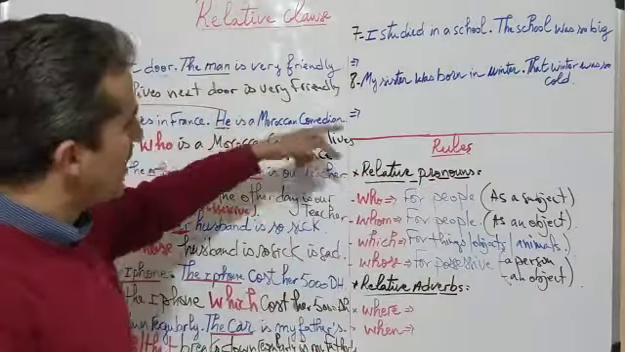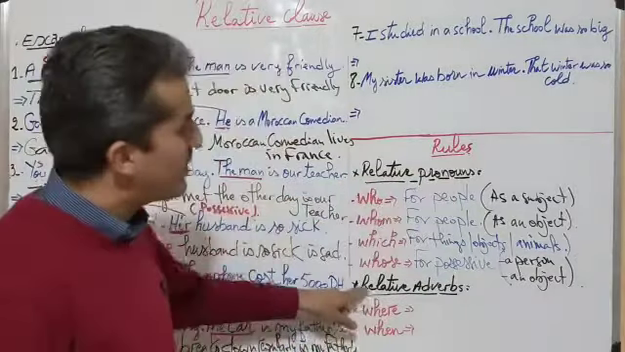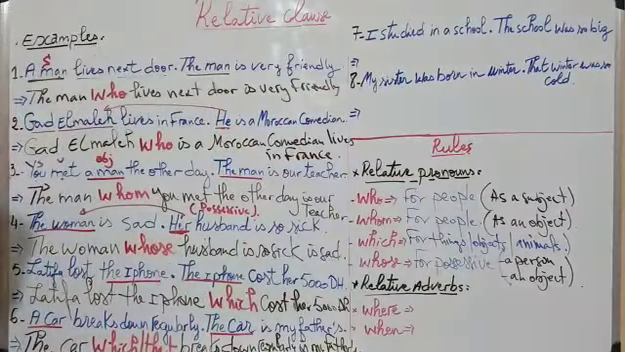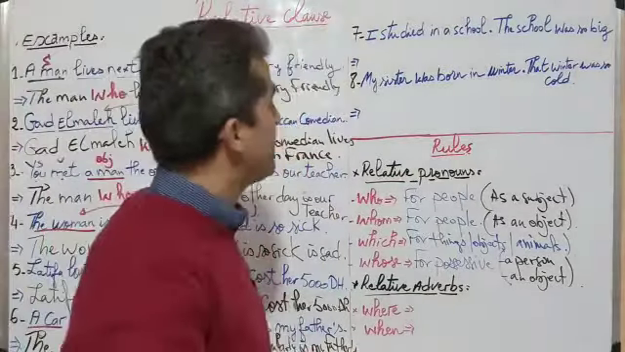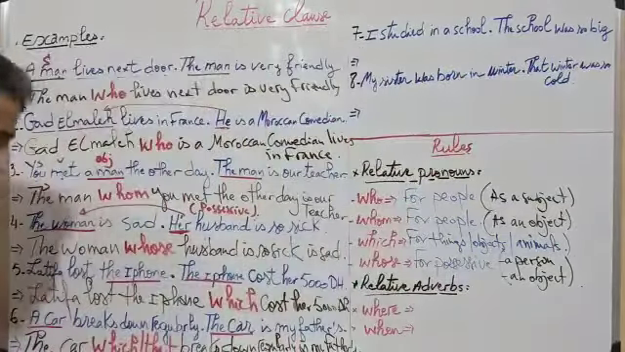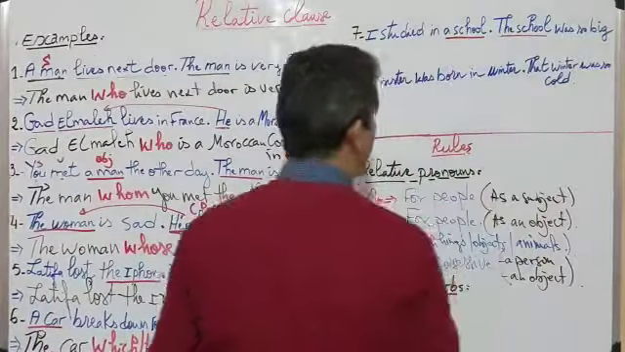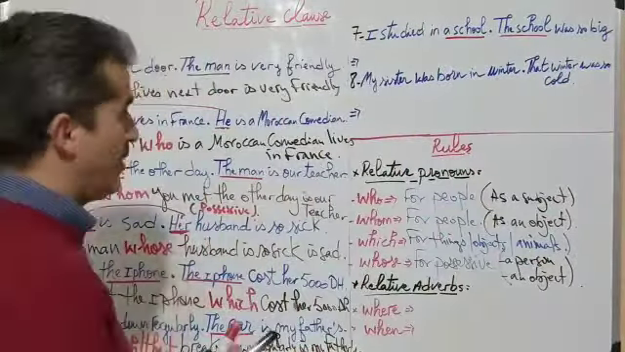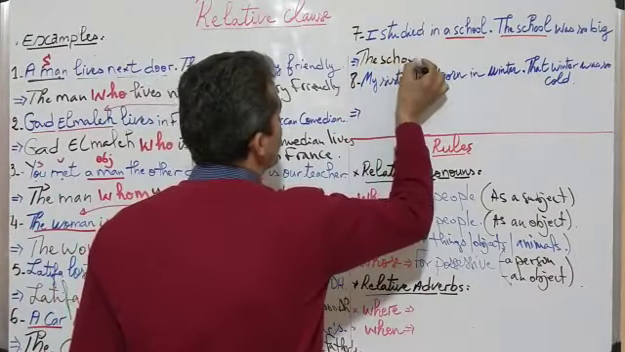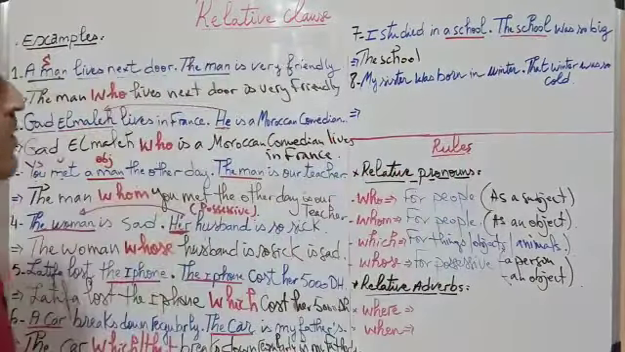In a relative clause we have two types of relatives: relative pronouns and relative adverbs. So let's see relative adverbs. As you can see in this exercise, example 7: I studied in a school. The school was so big. The repetition here is school. What are we going to say here? We start with the school, which is a noun. Here it's indefinite, but here it's defined. So the school.